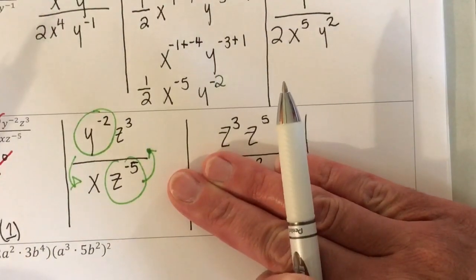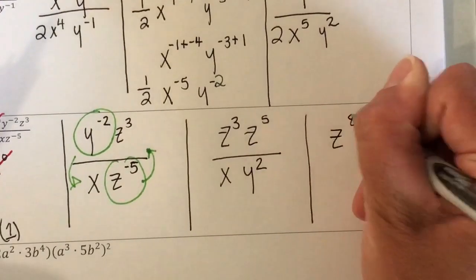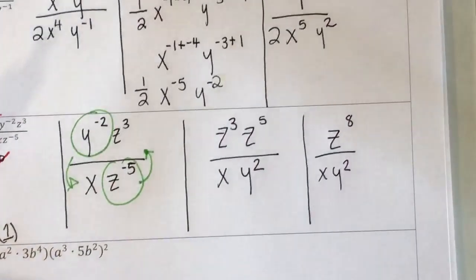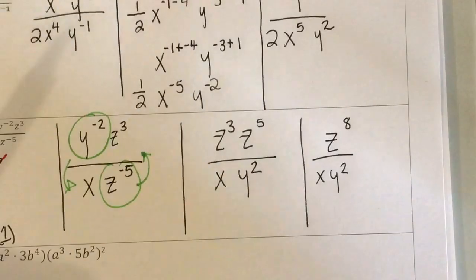If that bottom wasn't there and all I had was a z to the third and z to the fifth, add them together so it becomes z to the 8th over x y squared. Is that simplified? Yes. Now it is simplified.